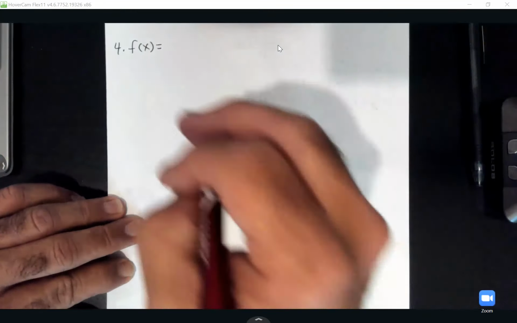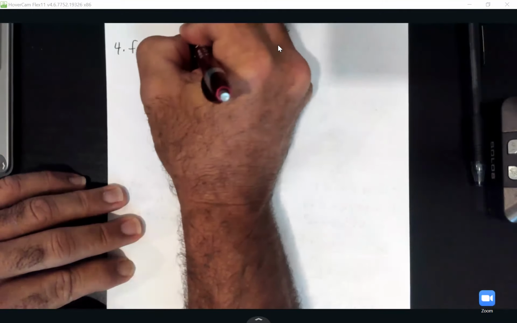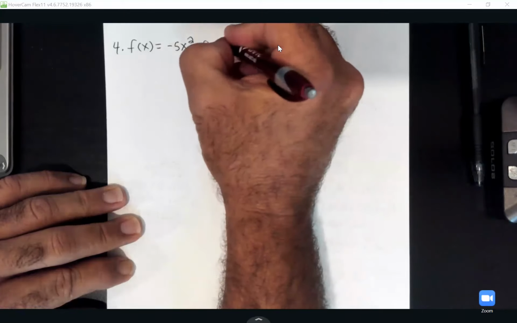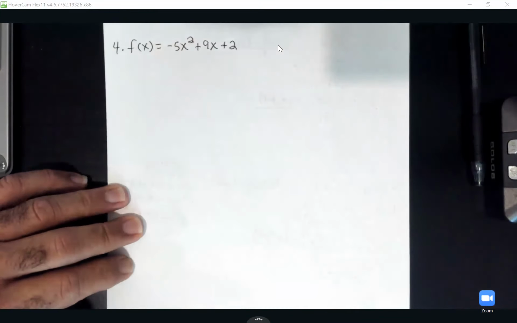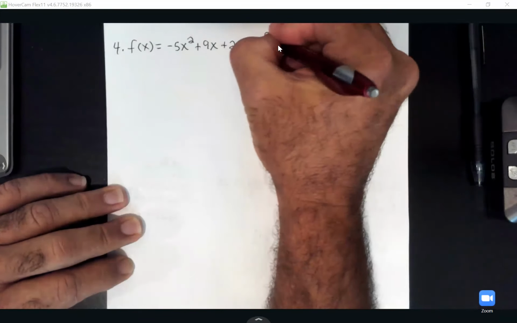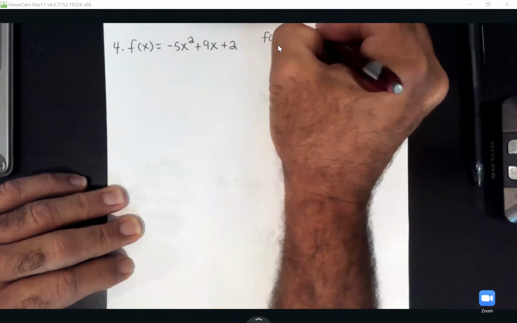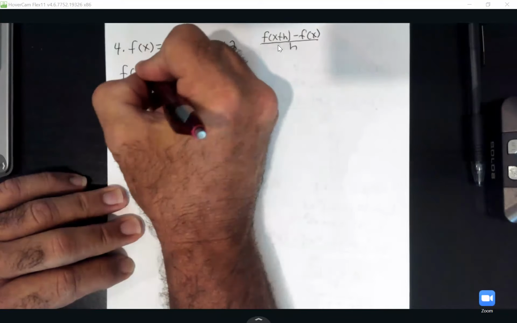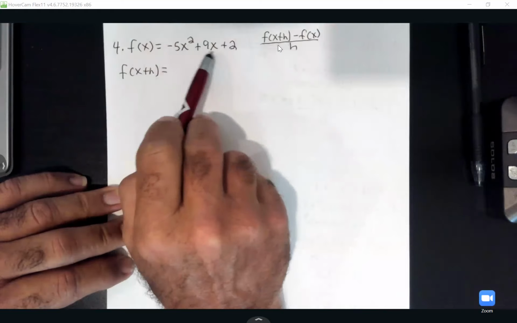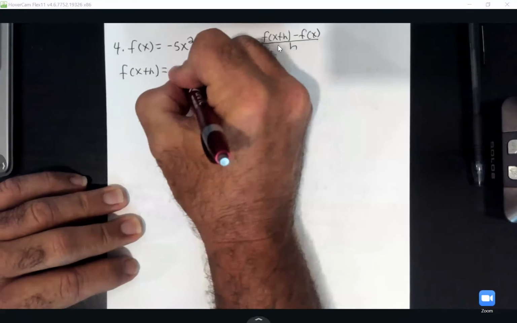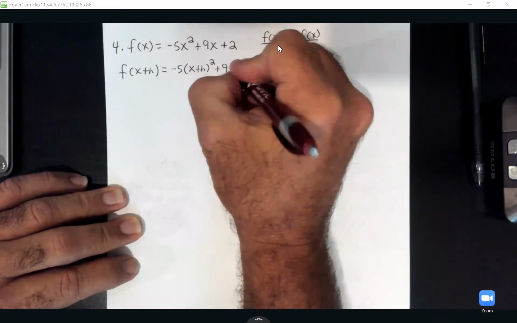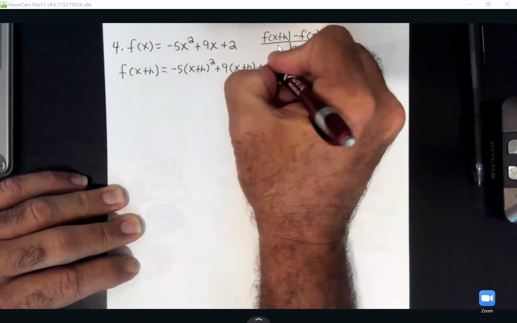Y'all, here comes the fun one. One of the longer ones, I would think. I got an f of x equals negative 5x squared plus 9x plus 2. So we first going to find, and we're still plugging it into this, f of x plus h. But y'all watch out, there's 2 x's in this equation. So I need to replace both those x's with the x plus h. Square that one, plus 9 times x plus h, and then plus my 2.